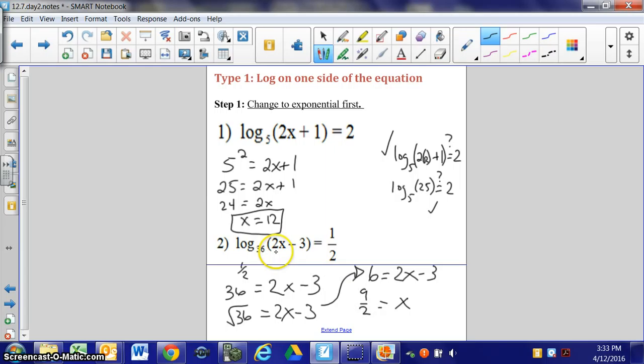See, if I multiply by 9/2, 18 over 2 is 9, 9 minus 3 is 6. So it doesn't give us the log of a negative, so we can find our final answer to be 9/2, or 4.5. Not too bad when the log is only on one side of the equation. Get it isolated all by itself, convert to exponential form.